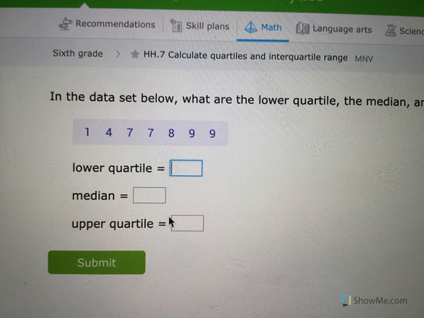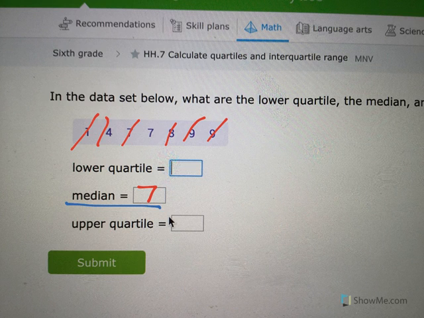Here's another problem you might get in IXL. Again, we're going to split our data in half, so let's start with figuring out the median. That's pretty easy. Remember how we do that? Cross, cross, cross, cross, cross. I got it. My median is 7. That was pretty easy.